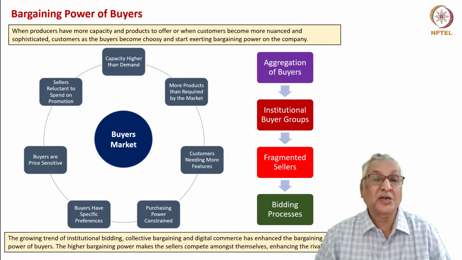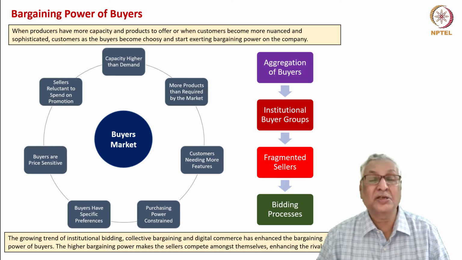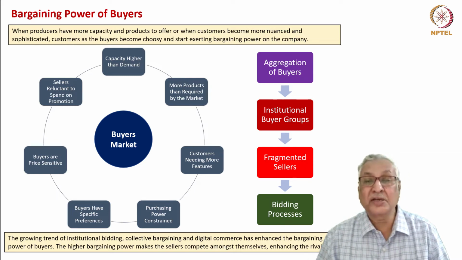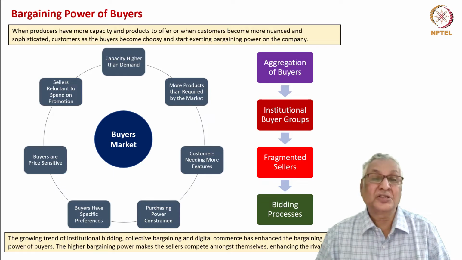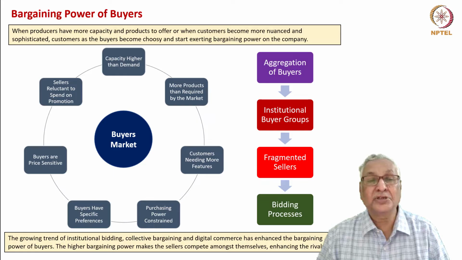Now let's switch to the bargaining power of buyers. Bargaining of goods or services is commonplace. But if the buyers have got strong capability and if the buyers exert power over the sellers, then we say that a buyer's market exists. This exists when the following conditions are fulfilled singly or in combination.